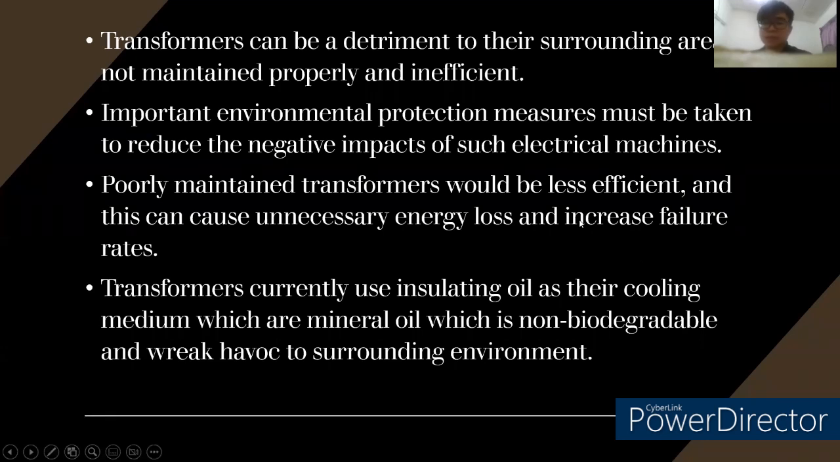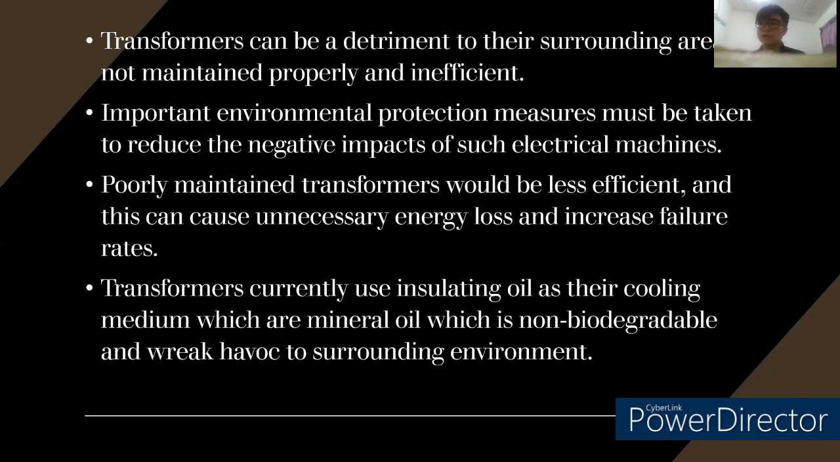Transformers can be a detriment to their surroundings if they are not maintained properly, and they will become inefficient over time. Thus, important environmental protection measures must be taken to reduce the negative impacts of such electrical machines. Firstly, a poorly maintained transformer will be less efficient, and this can cause unnecessary energy loss and increase failure rates. Speaking of failure rates, as technology progresses, implementing better technologies such as electronic instruments can assist in elongating the lifespans of these transformers, as well as optimizing them.